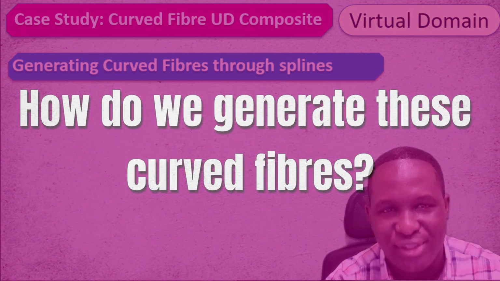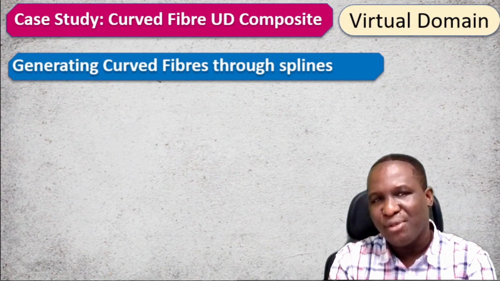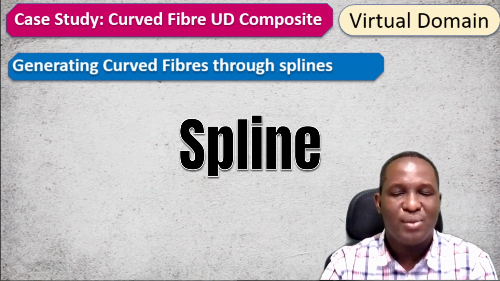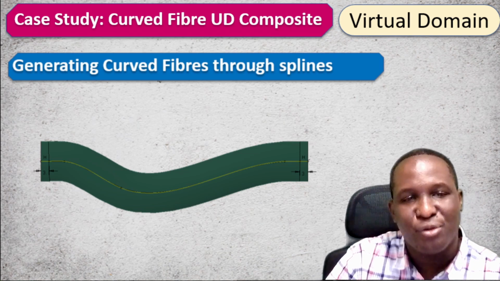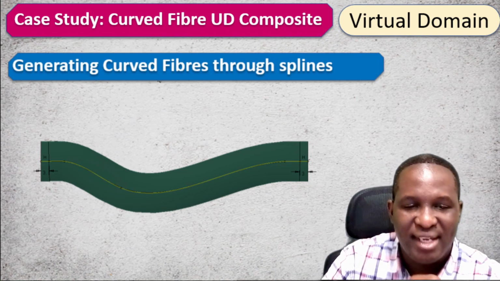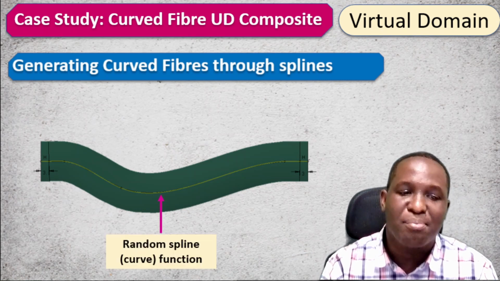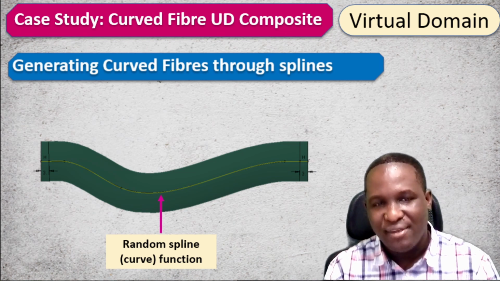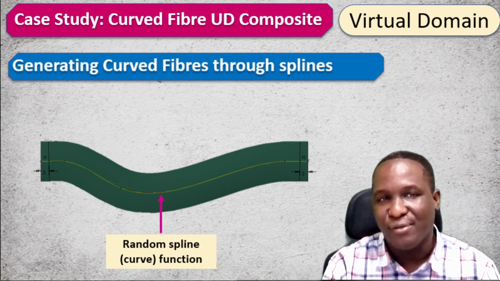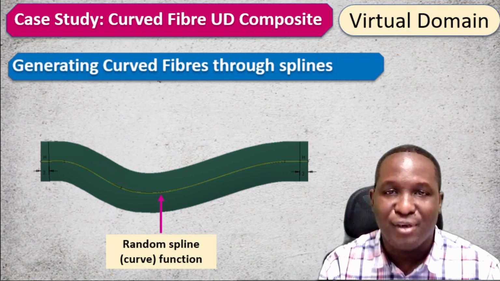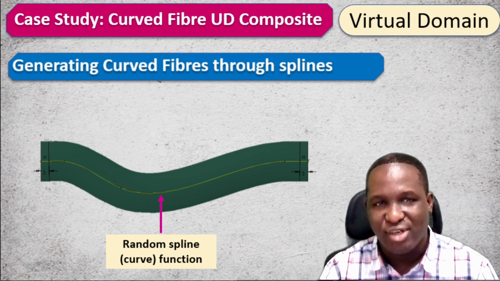The first question we have to think about is, how do we actually generate this curved fiber? It's going to be generated through splines within ABAQUS. Basically, this is an image of what a curved fiber composite can look like. One of the things that you will notice with this is, we have to define a random spline function. If you're being very deterministic about how you want to do this, then maybe your spline function can either follow a sine curve or a cosine curve or any kind of polynomial function. But in this case, we're going to allow it to be as random as possible.